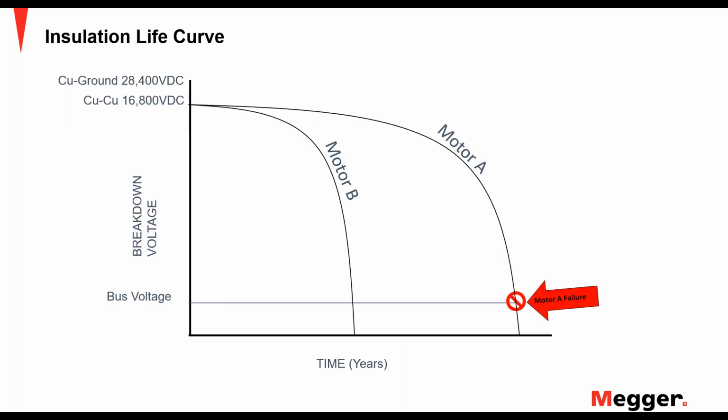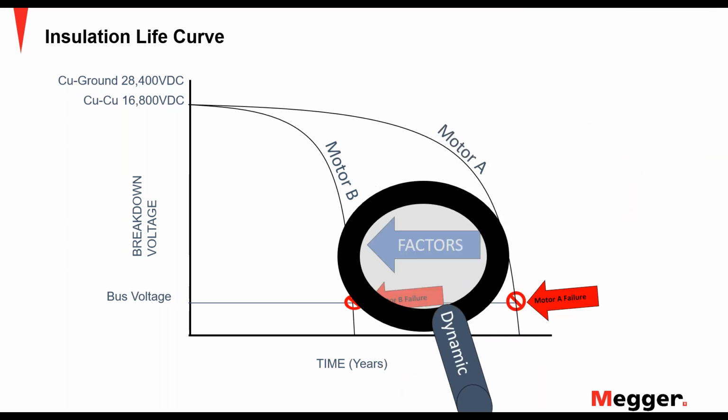So if we have two motors, and B is on a shorter curve, what's causing that motor to be on a shorter curve? Those factors are what dynamic testing is going after.